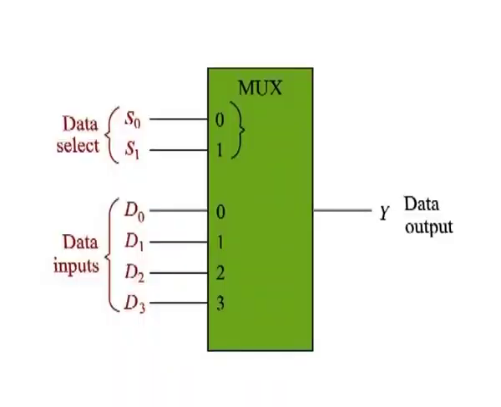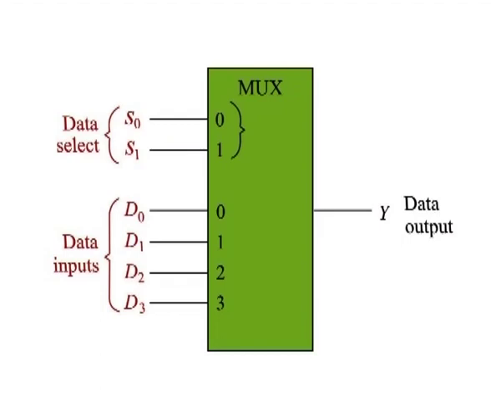A logic symbol for a 4-input multiplexer is shown in figure. Notice that there are 2 data select lines because with 2 select bits, any one of the 4 data input lines can be selected. A 2-bit code on the data select input will allow the data on the selected data input to pass through to the data output.